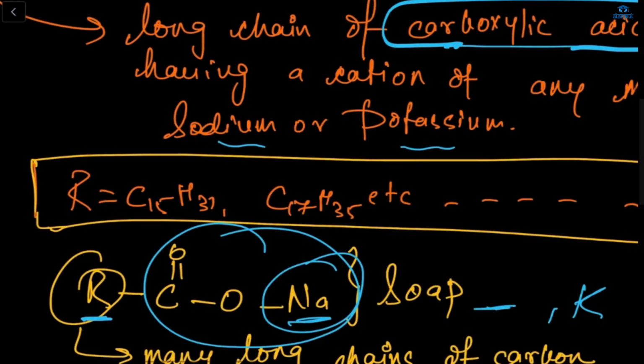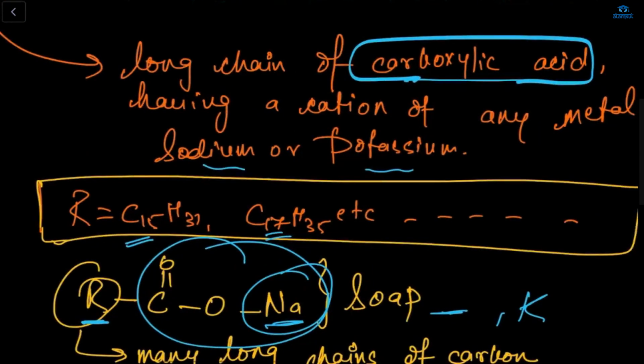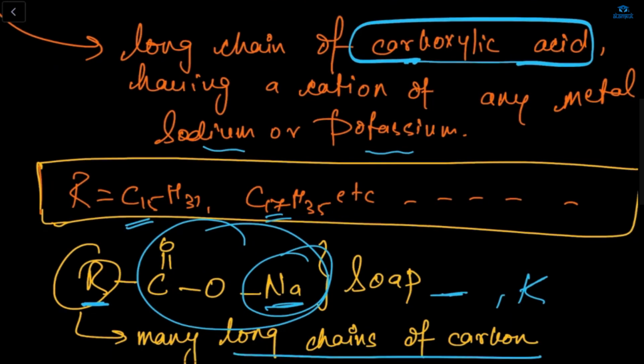So here for R we can also write carbon. If we write carbon 15, the hydrogen will be 31, and if we write carbon 17, how much will the hydrogen be? 35. So what is soap? Soap is a long chain carboxylic acid having a cation of metals like sodium or potassium. This is my sodium, or we can write potassium over here. And R is a long chain of carbon like C15.